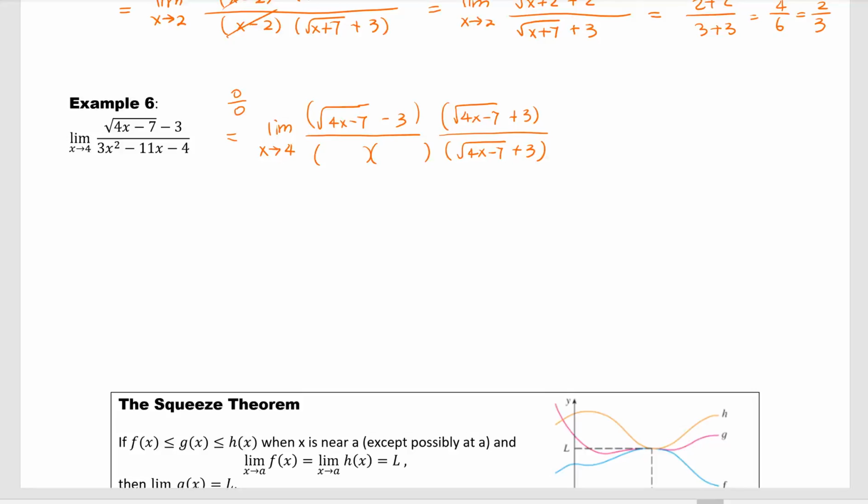Alright, so how can we factor it? 3x and x. How do we get negative 11? Well, negative 4 will give us negative 12 plus 1. So negative 12 plus 1 is negative 11. Alright, let's continue. Well, the numerator, a minus b times a plus b is a squared, which is 4x minus 7, minus b squared, which is 9. And then the bottom, we just copy everything here.